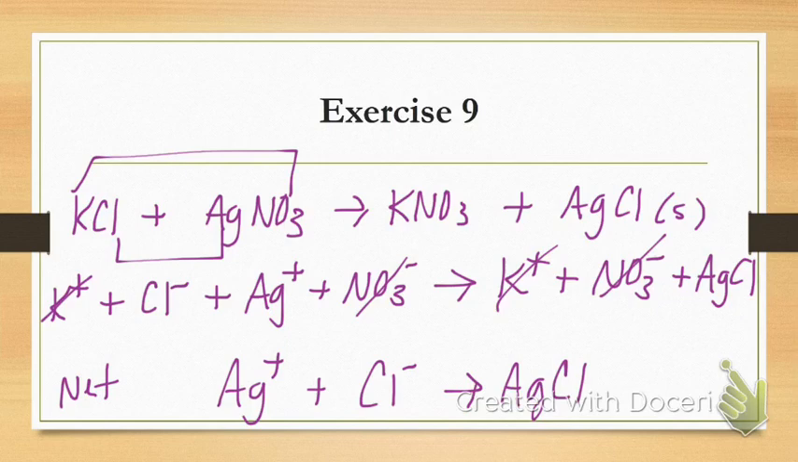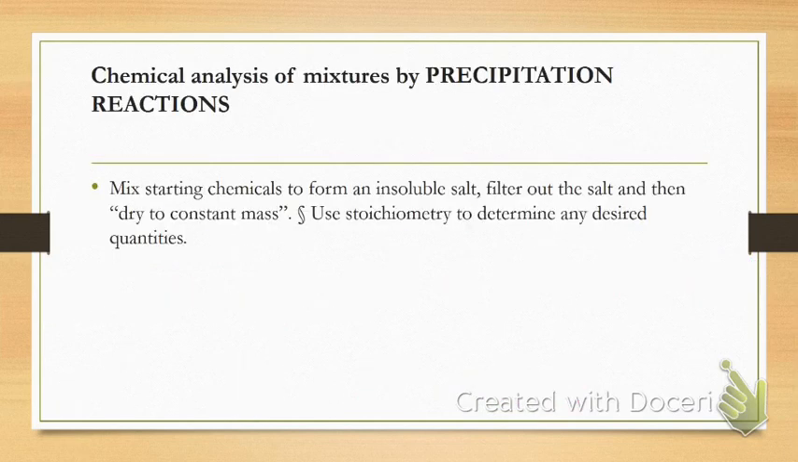Okay. Now let's talk about precipitation reactions. This is where you're going to form a solid, filter it, dry it to a constant mass, and then use stoichiometry to determine that. I wanted to stop and make a little note about where it says dry to constant mass.